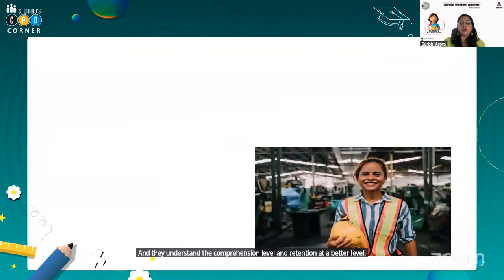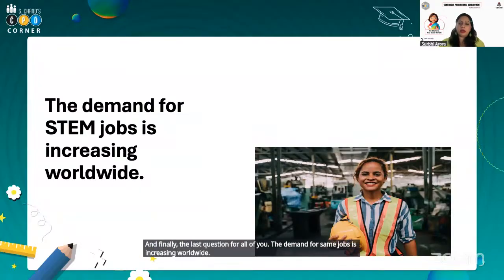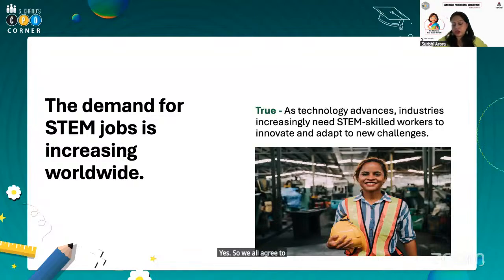And finally, the last question for all of you. The demand for STEM jobs is increasing worldwide. Do we all agree or don't we agree? Is it true? Is it false? Yes. So we all agree that STEM education is actually becoming very high in demand.